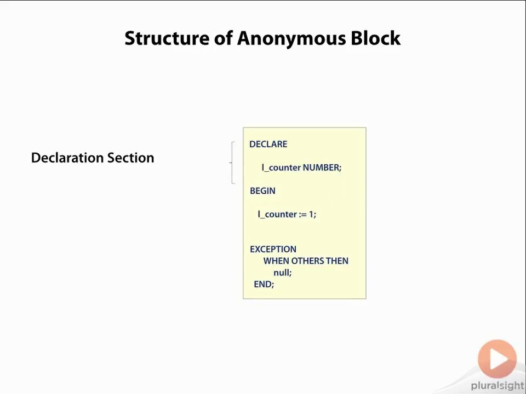Next, we have the execution section, which starts with the begin keyword. This is the main body of the anonymous block and consists of executable lines of code like SQL statements, numerical calculations, etc. Here I have assigned the variable we declared earlier a value of 1.